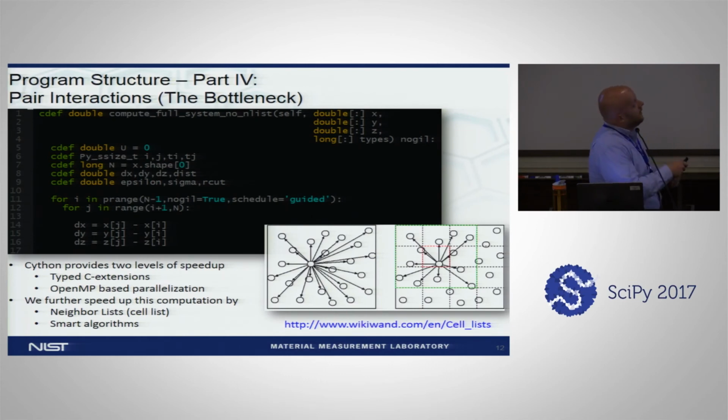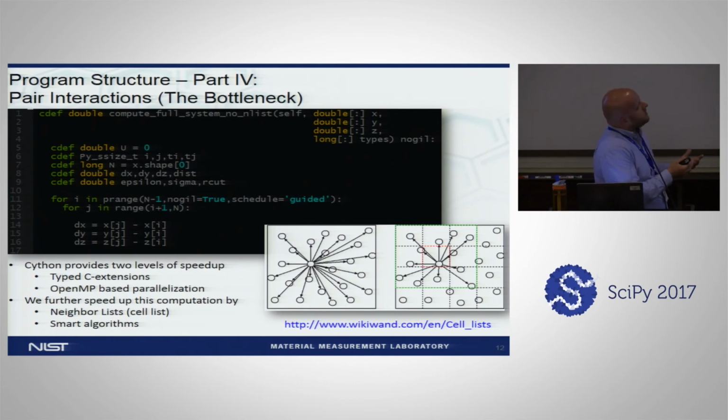Yeah, okay, so the last part of the program that I want to talk about is the pair interaction. If you talk to any molecular simulator and ask them what the slowest part of their code is, they're going to tell you, or they should tell you, it's the pair interactions. This is probably the worst scaling part of any MC or MD code, because it basically scales as n squared with the number of particles in the system.